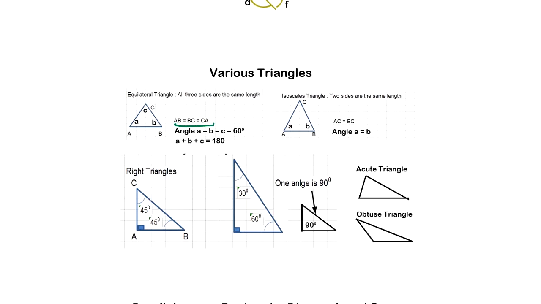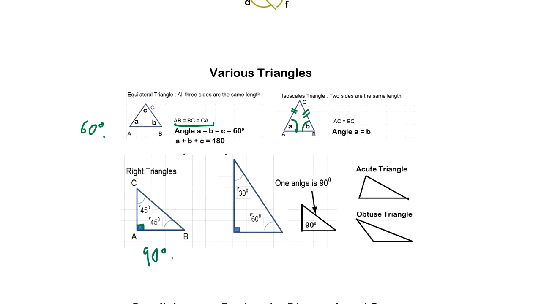The lengths are all the same, or the angle is 60 degrees for every corner, right? Isosceles triangle. An isosceles triangle has two angles the same or two sides the same. That's an isosceles triangle. The right triangle has one corner with 90 degrees.